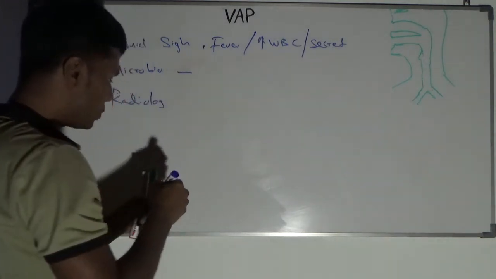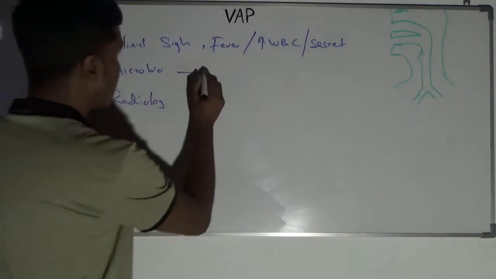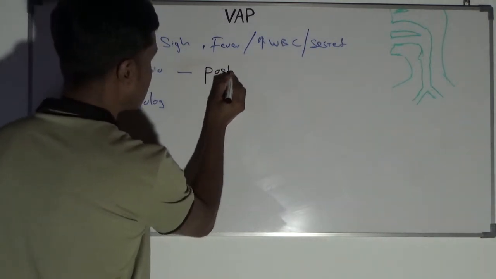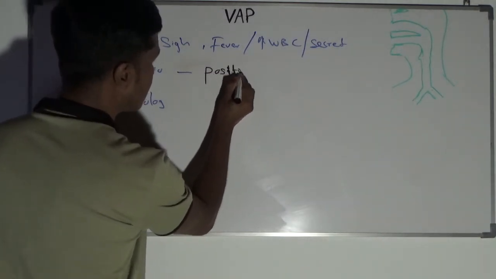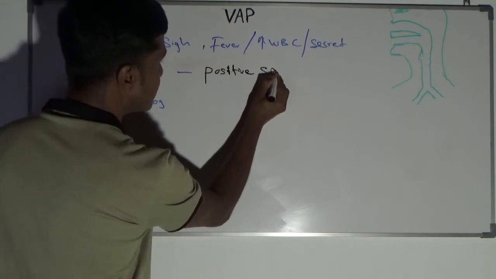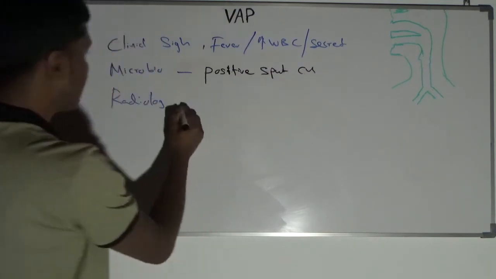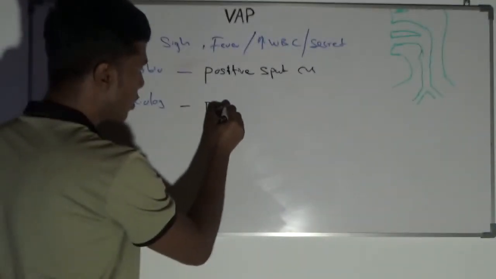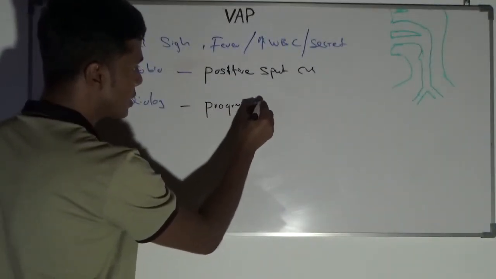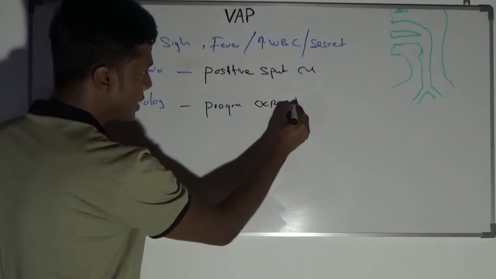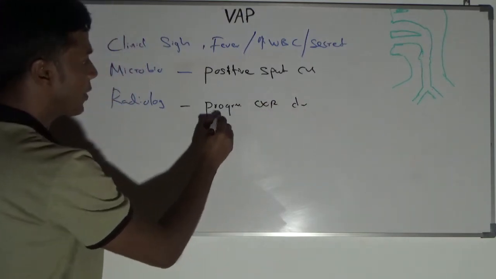Microbiological evidence is a positive sputum culture. The radiological evidence is progressive chest X-ray deterioration or pulmonary infiltrate.